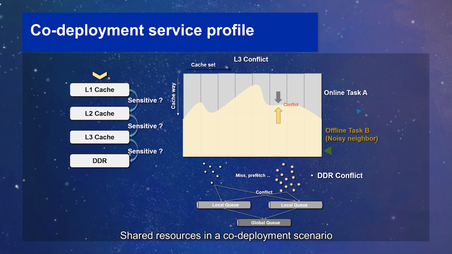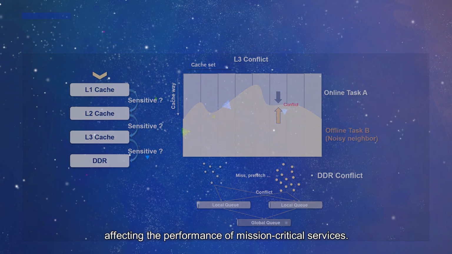Shared resources in a co-deployment scenario can have a number of problems. For example, if I run online service task A with high priority and then offline service task B with low priority, task B may occupy the cache. B occupying the cache line of A will result in cache misses, affecting the performance of mission-critical services.